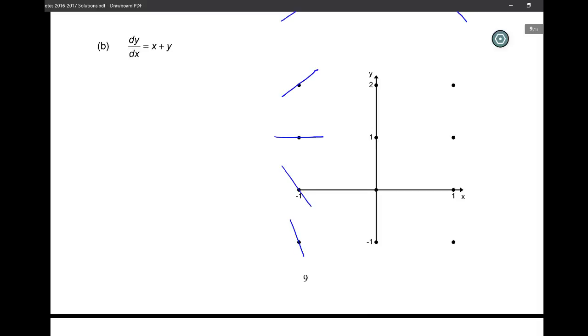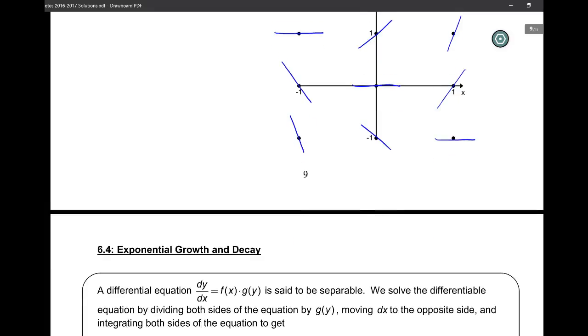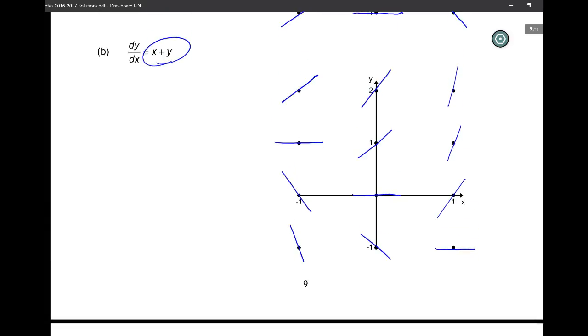Here, at (0, 2), it's going to be 2. At (0, 1), it's going to be 1. Remember, I'm just adding the x and the y coordinate. (0, 0), well, that's going to be 0. (0, -1) is going to be -1. Up here at (1, 2), I'm going to have a slope of 3, so that's going to be pretty steep. (1, 1), I'm going to have a slope of 2, a little less steep. (1, 0) is a slope of 1. And (1, -1), add those together, we get 0. And that is it.